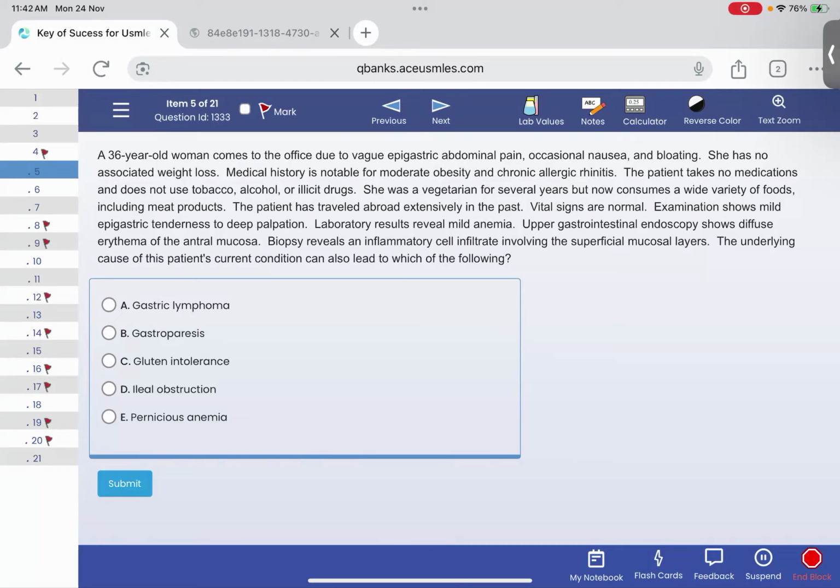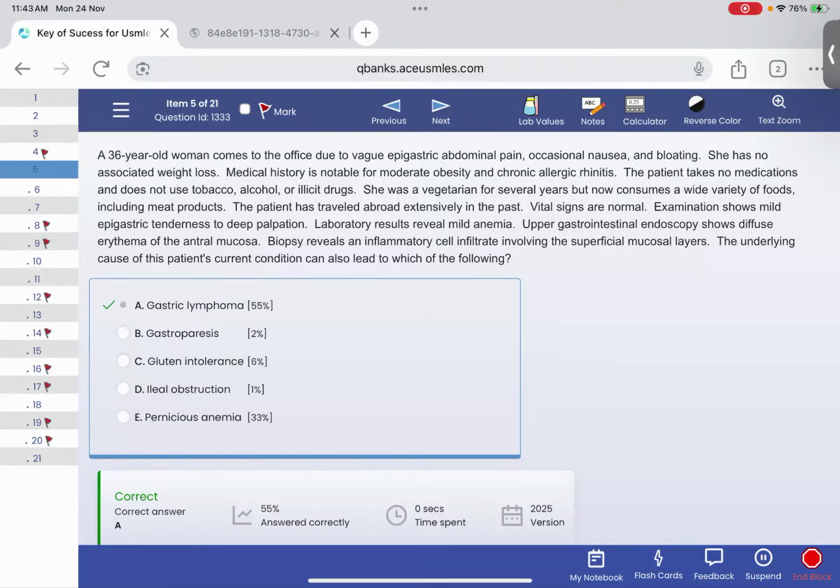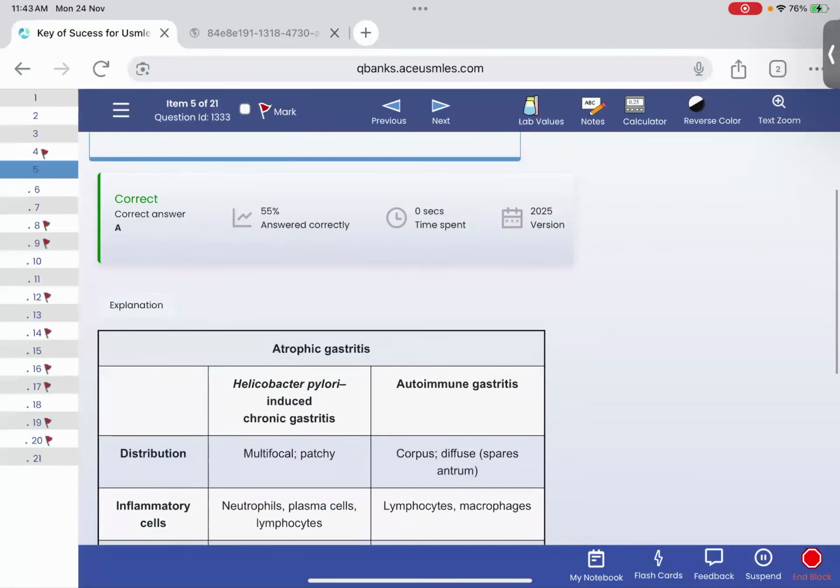So if there is chronic immune stimulation of these B cells and T cells, it can actually lead to gastric lymphoma, right?